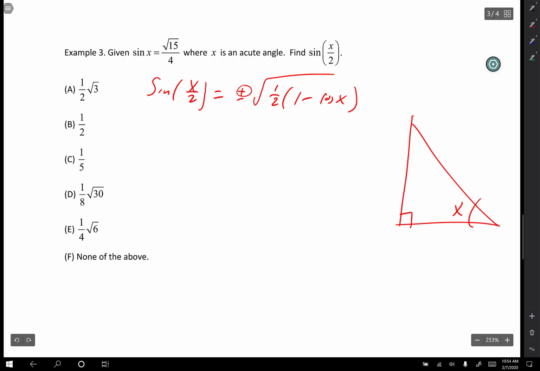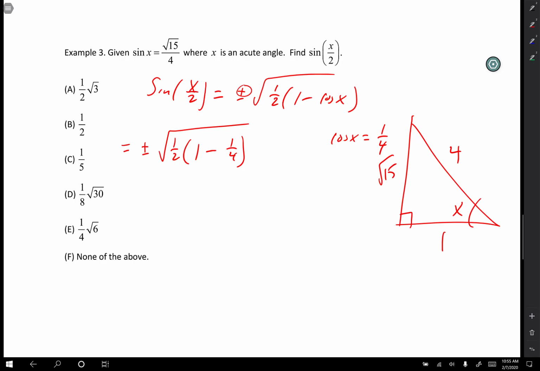Here's my angle x. Opposite, square root of 15. Hypotenuse, 4. 4 squared is 16. Square root of 15 squared is 15. When I subtract, the difference is 1, and the square root of 1 is just 1. So from there, cosine of x, let me put it here on the side, is 1/4. Now we can go: plus minus square root of 1/2 times 1 minus 1/4. If I have $1 and someone takes away a quarter from me, I now have 75 cents. So plus minus square root of 1/2 times 3/4.